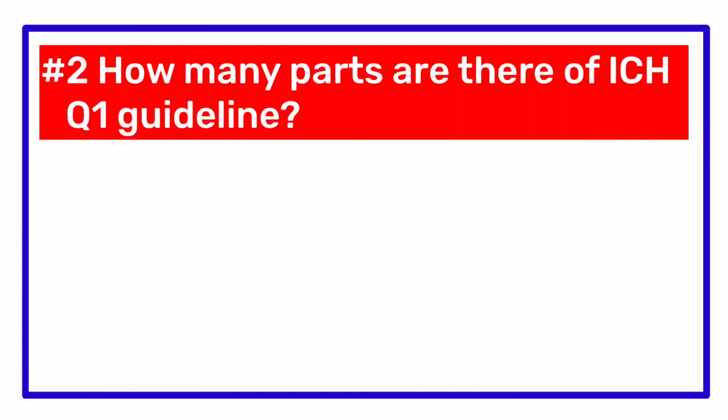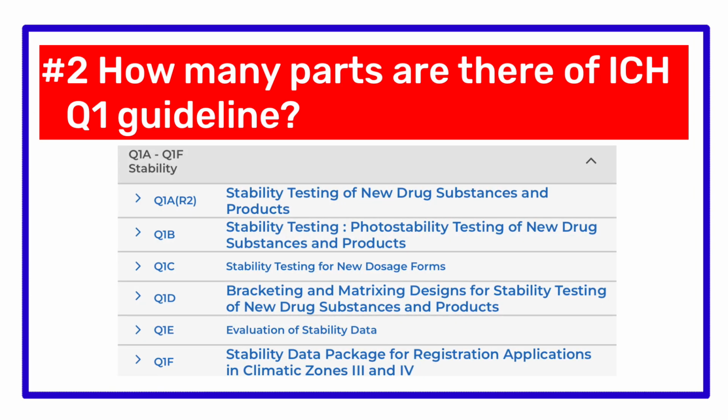Question number 2. How many parts are there of ICH Q1 Guideline and what are their titles? So the answer to the question is there are 6 parts of ICH Q1 Guideline: Q1A, Q1B, Q1C, Q1D, Q1E and Q1F.